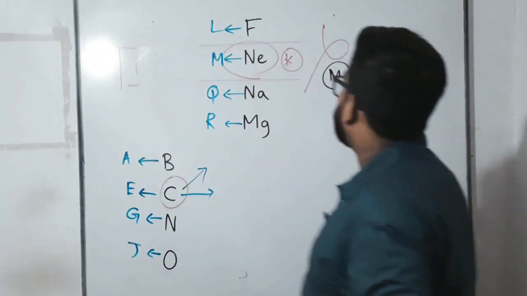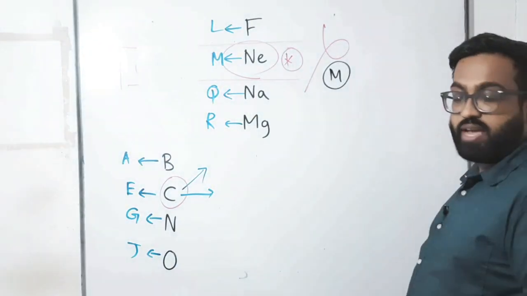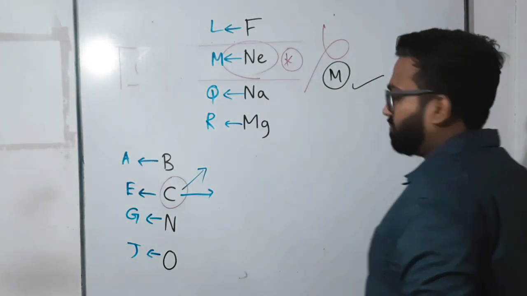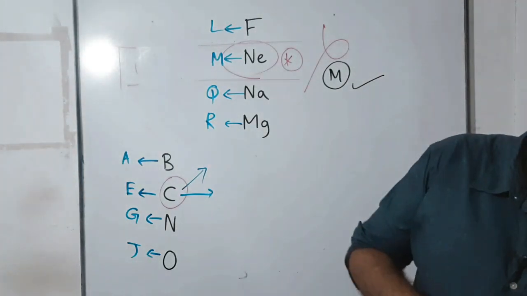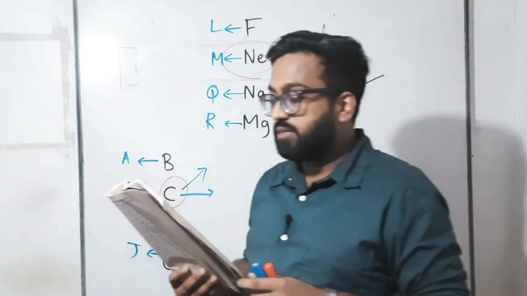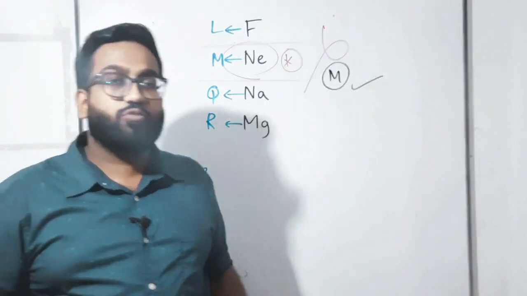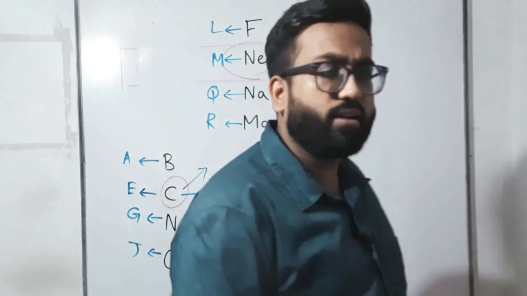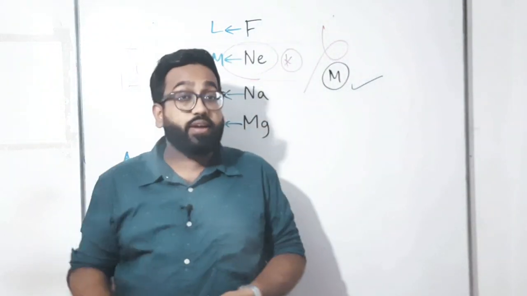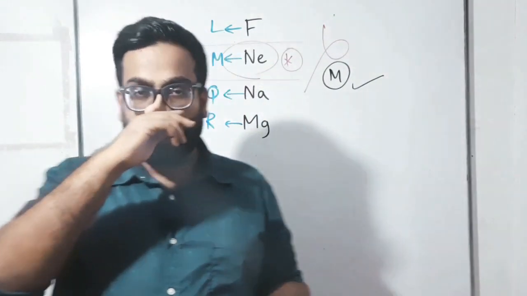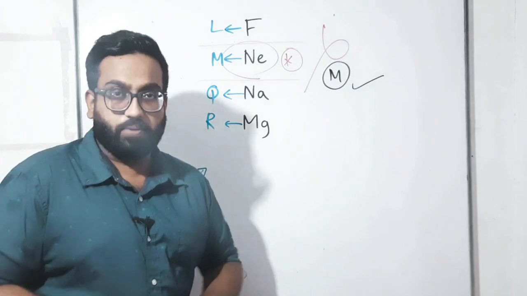Okay, so what is the answer? M. Right? M. Okay. Second one, you are asked which element has the higher electronegativity. Did I tell you, children, what you mean by electronegativity? Electronegativity. I'll take a little example here.